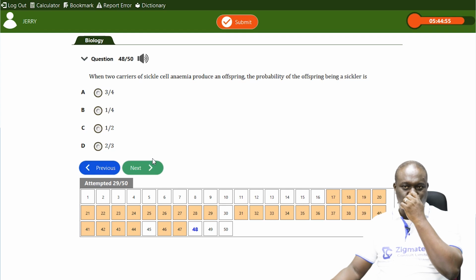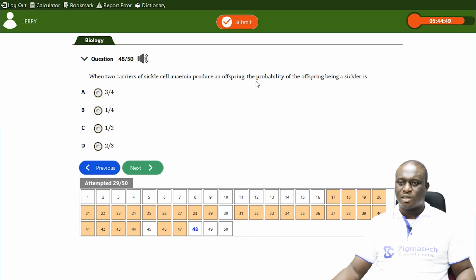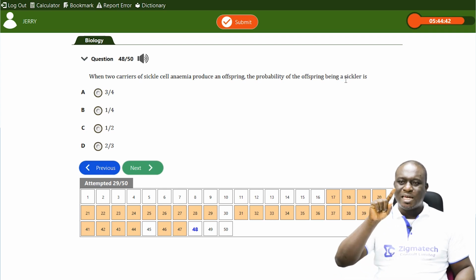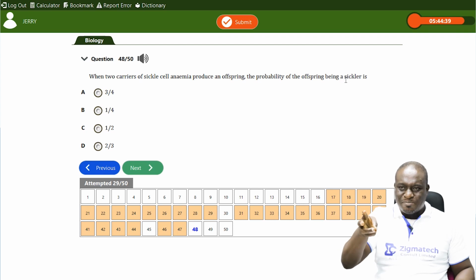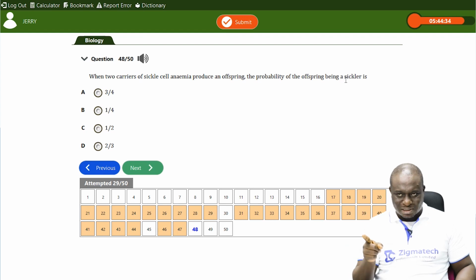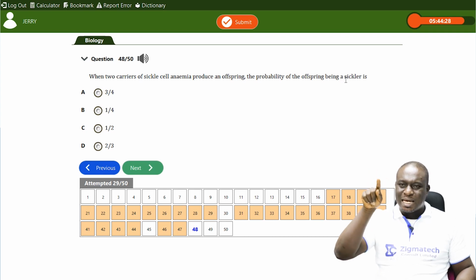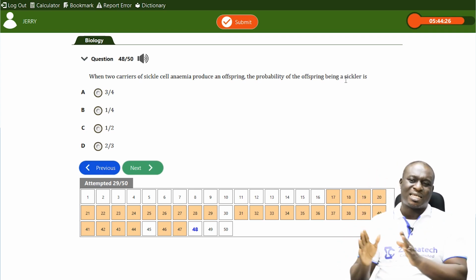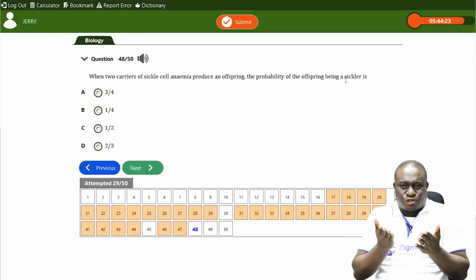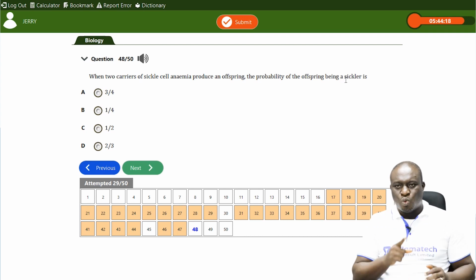And then we have the next one. When two carriers of sickle cell anemia produce an offspring, the probability of the offspring being a sickler is. Now, if we look at the genotype of a sickler, of a healthy person, and then a carrier. They said two carriers of sickle cell. Now, they can be represented using the genotype AS. AS. So if we have AS, and if they cross, the offspring that will be produced will be what?